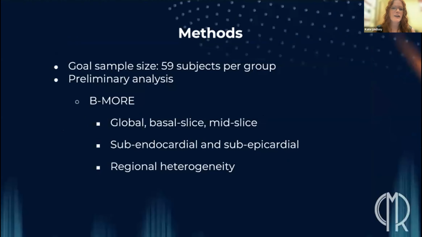So for this study, I aim to have 59 subjects per group, but I'll present today just a preliminary analysis. This analysis is of, again, our BMOR biomarker, and we measured it globally, so in the whole myocardium, as well as just in the basal slice and the mid slice, and then in the different layers of the myocardium, so subendocardial and subepicardial. And we also took a look at how the BMOR values varied around the myocardium, so the regional heterogeneity. And we assessed that by calculating absolute differences between the different segments of the myocardium.